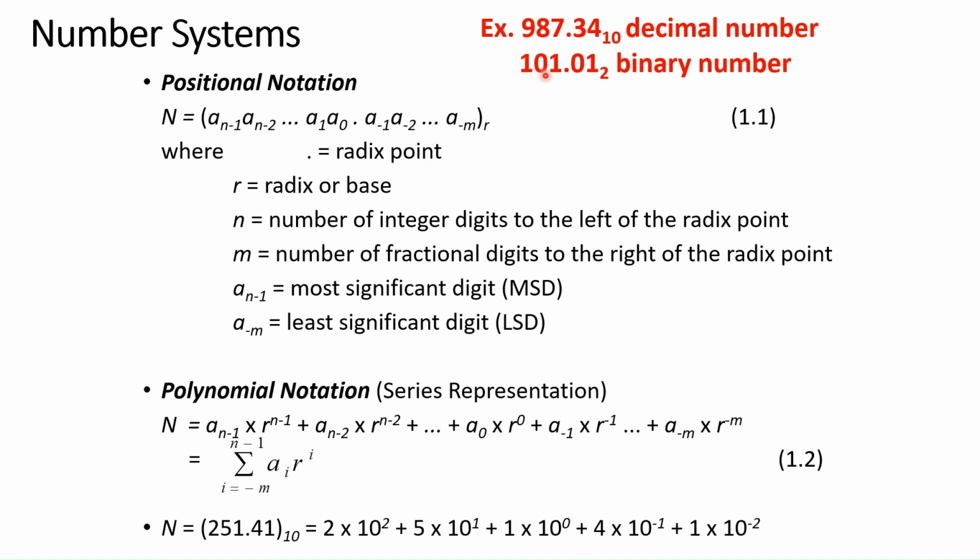Similarly, we can find the value of this binary number. So it will be 1 times 2 to the power 2. So this is 4. And here it is 0, no? So 0 times 2 to the power 1 is 0. And then it is 1 times 1. So the total here in the integer part is 5. And then it is 0.1 times 2 to the power minus 2. So it is 5.25 in decimal.